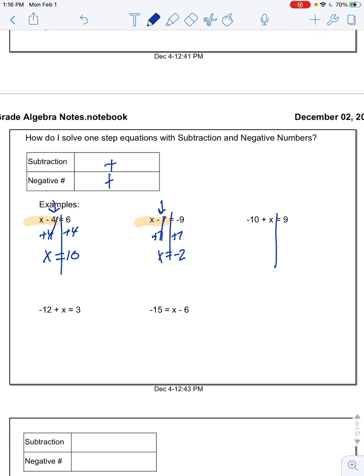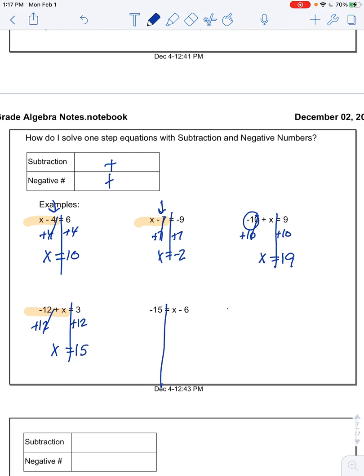We have negative 10 plus x equals 9. Be careful, because this is a negative 10. You're not looking at that addition sign, you're looking at the negative sign, so you're adding 10 to each side, so it's x equals 19. So we have negative 12 plus x equals 3. Add 12 to each side. We get x equals 15.